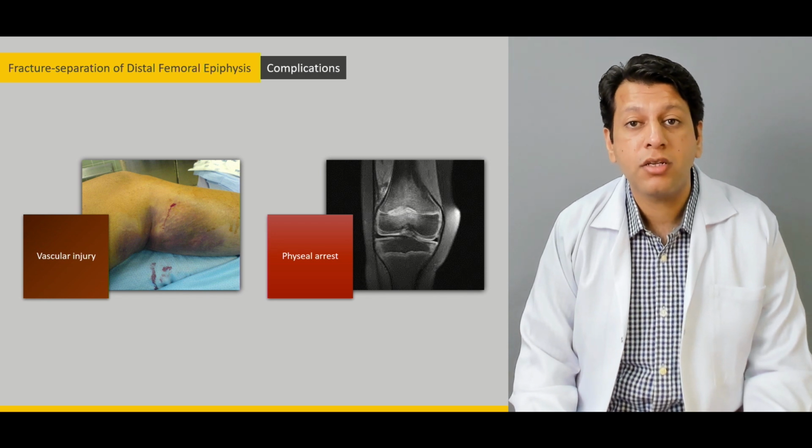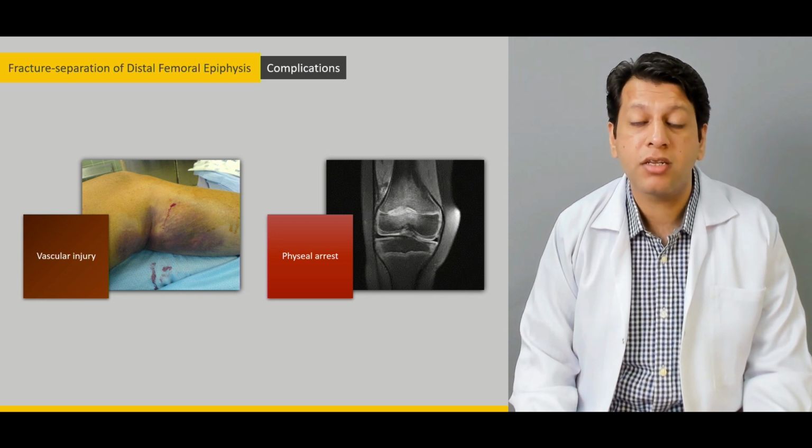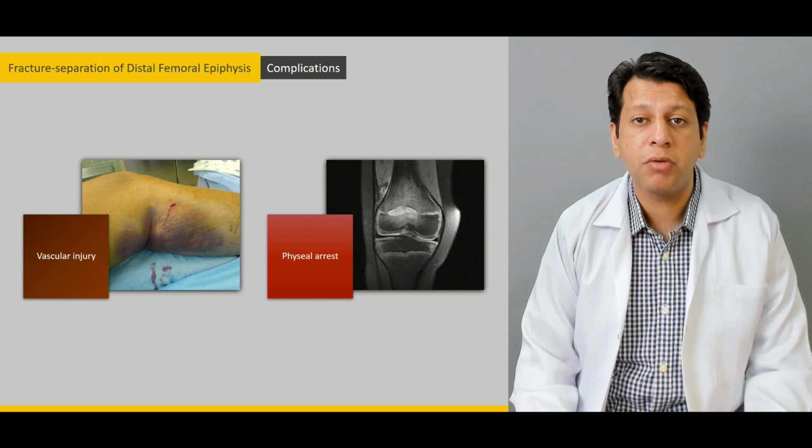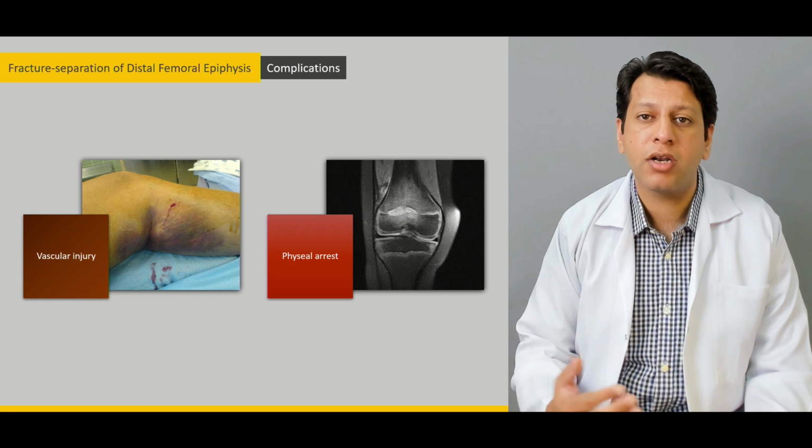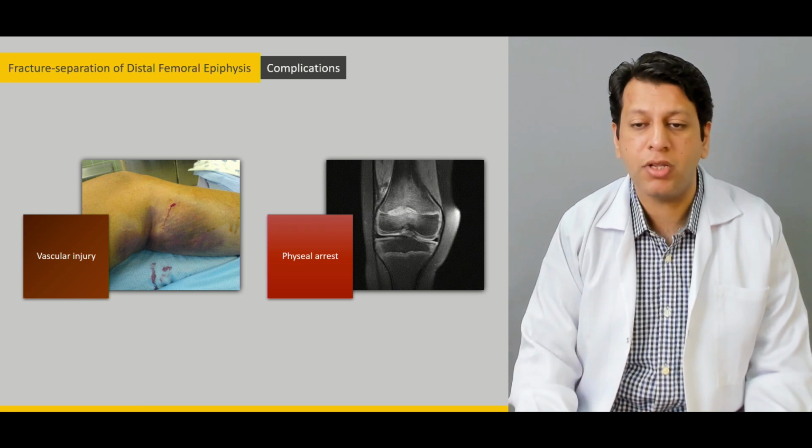So physeal arrest in children is very problematic and may require a lot of treatment in the form of either shoe raise, epiphysiodesis, or contralateral shortening or lengthening of the ipsilateral limb as well.